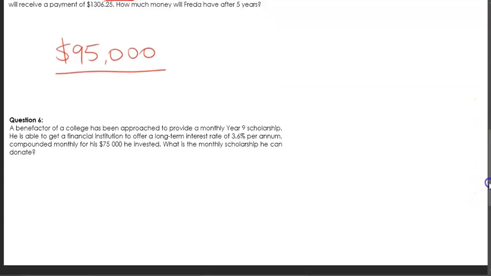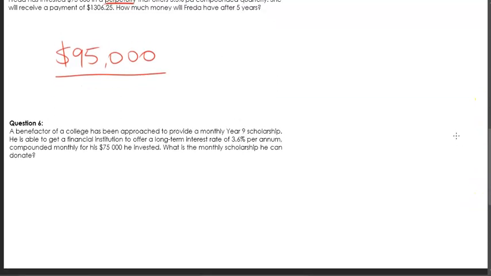Trick question. All right, question 6, last question, and the last example for this financial solver, and for the whole topic of number patterns and sequences. A benefactor of a college has been approached to provide a monthly Year 9 scholarship. He is able to get a financial institution to offer a long-term interest rate of 3.6% per annum, compounded monthly, for the $75,000 he invested. What is a monthly scholarship he can donate?